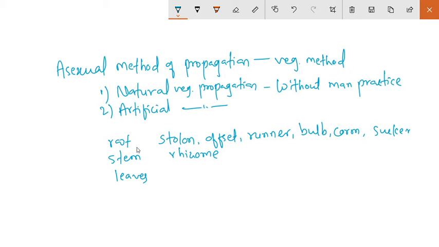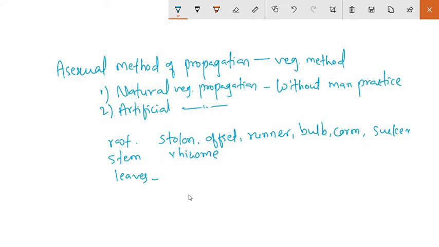Similarly, the root also propagates naturally into a new shoot and root. Then leaves: the leaves have buds on them, and when a part of the leaf is placed in favorable conditions, it develops into new plants from the buds present in or on the leaves. So this is the natural method of vegetative propagation.